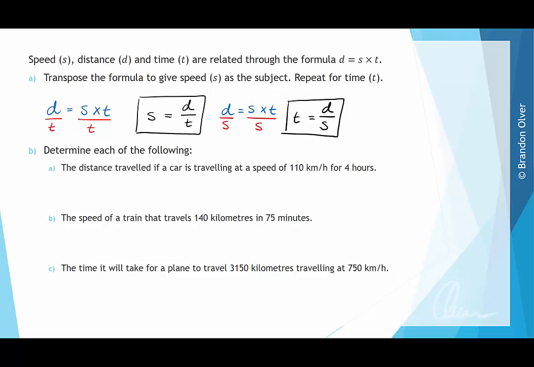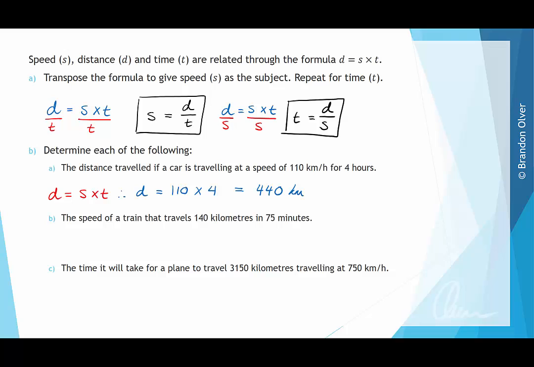For part A, we want to determine the distance travelled if a car is travelling at a speed of 110 kilometers per hour for 4 hours. So because we want the distance travelled, we're going to use the formula distance is equal to speed times time. And now what we need to do is substitute in the values we're given. So therefore, our distance is equal to the speed, which is 110 kilometers per hour, times the time, which is 4 hours. So that gives 440 kilometers as the distance travelled.